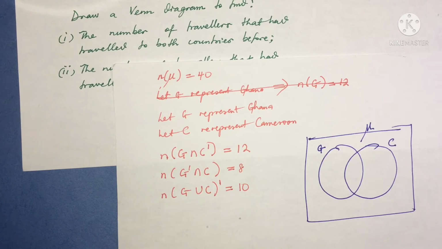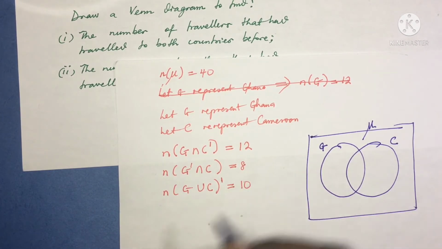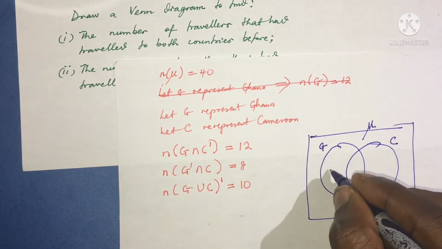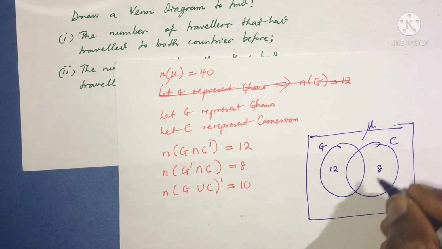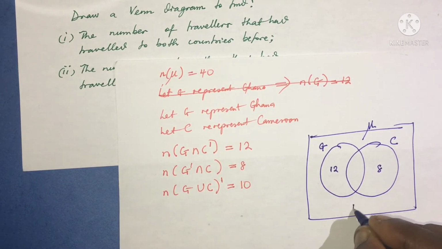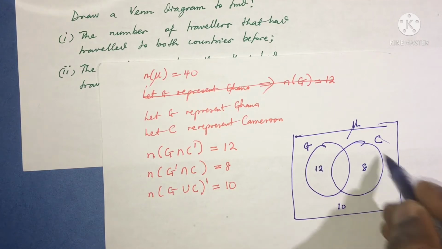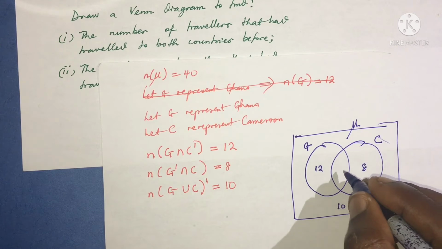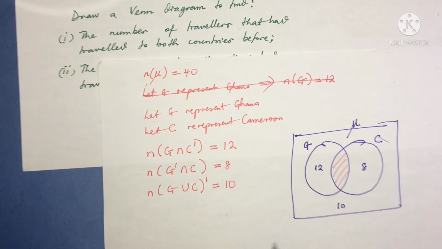Now, quickly, what do we want to find? Let's interpret this first of all. Now, those who had traveled to only Ghana, 12. Those who had traveled to only Cameroon, 8. Those who did not travel at all, 10. Okay? So those who had not traveled to any of these countries fall outside the union of these two countries. And that's why I'm putting 10 here. So we want to find, number 1, this portion.